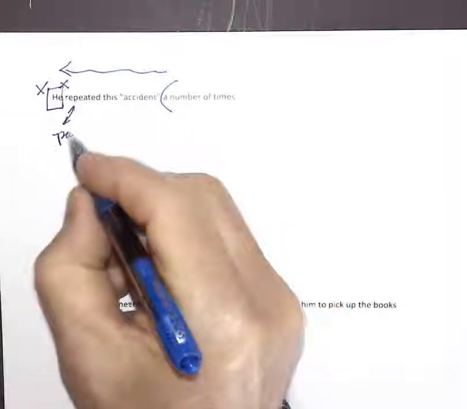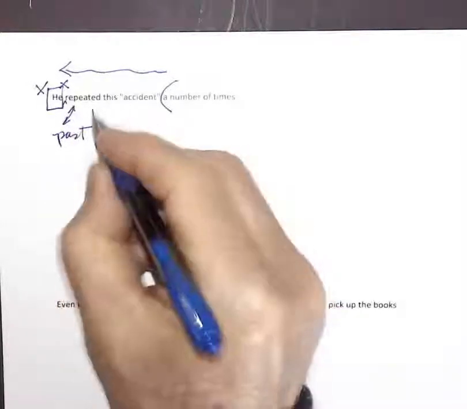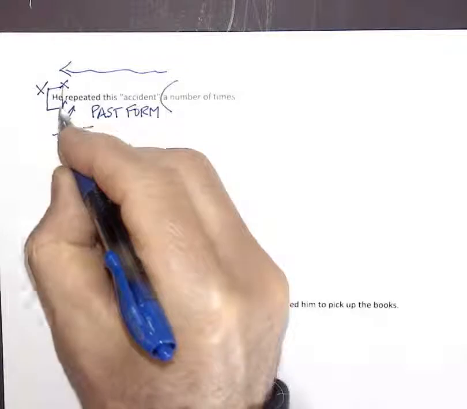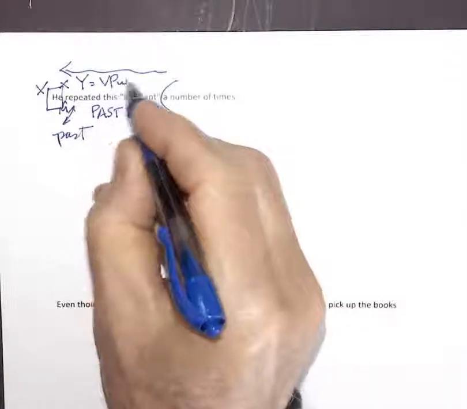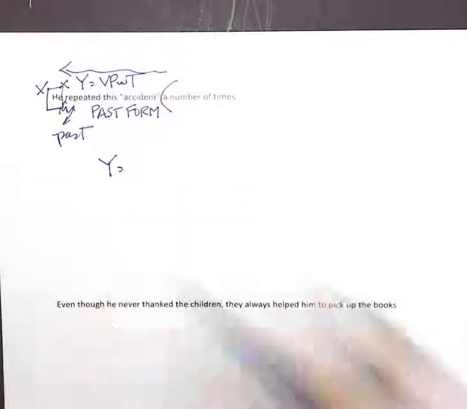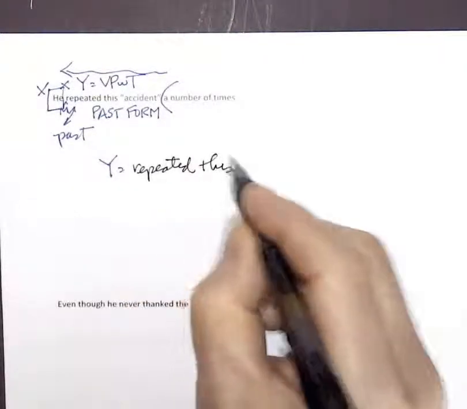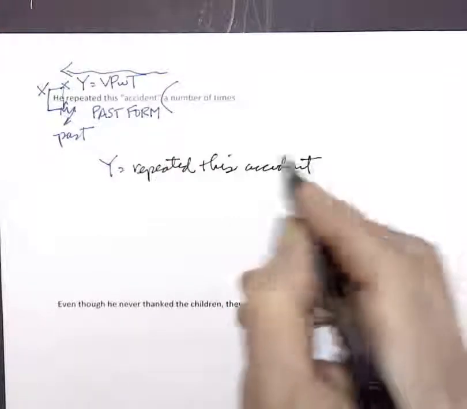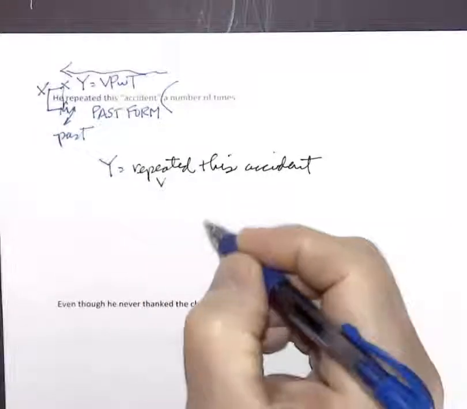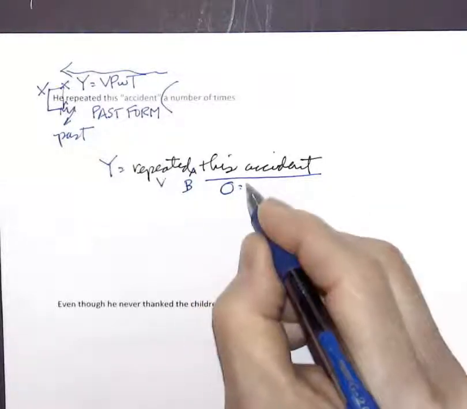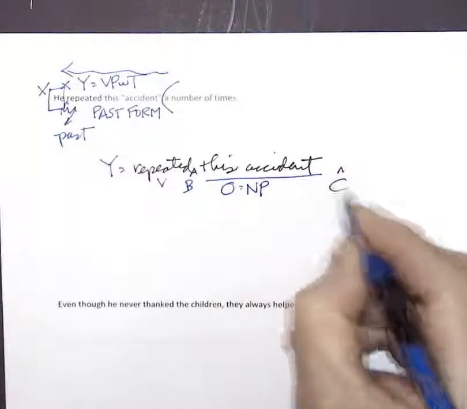The predicate. Repeated ties with the past. Past form. The M place is empty. And Y is repeated this accident? That's a verb phrase with time. I rewrite the Y. Repeated this accident. Repeated is the verb. The particle place is empty. What did he repeat? This accident. That's the object. It's a noun phrase. And the complement place is empty.